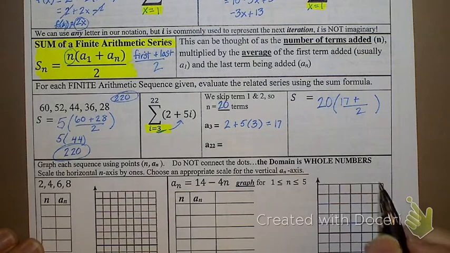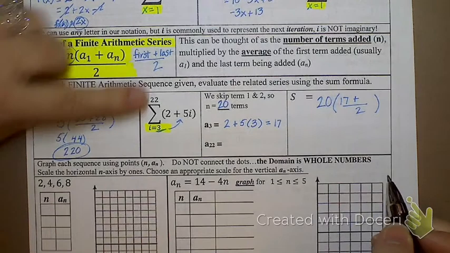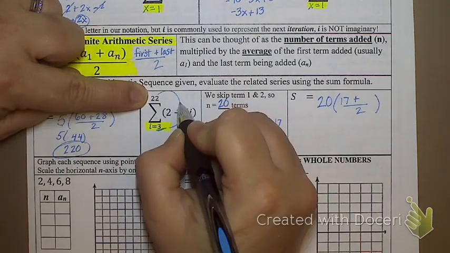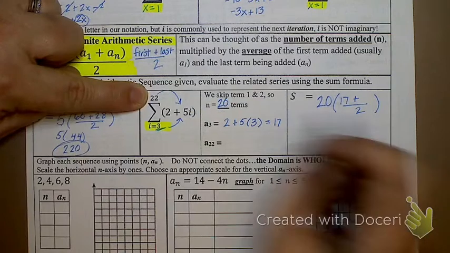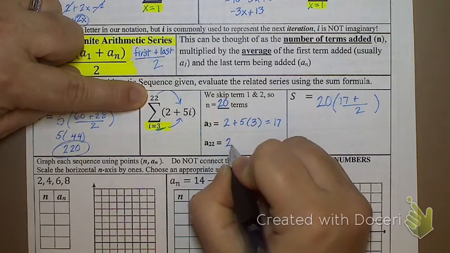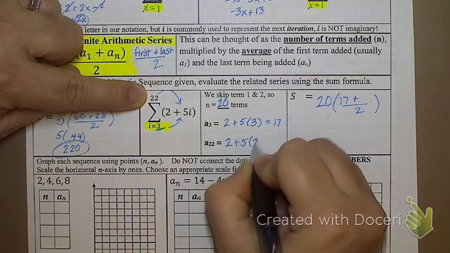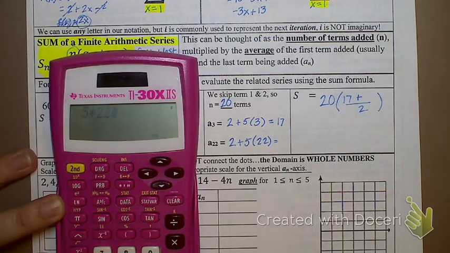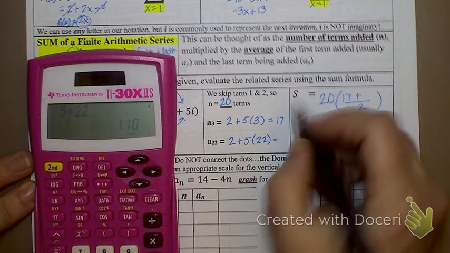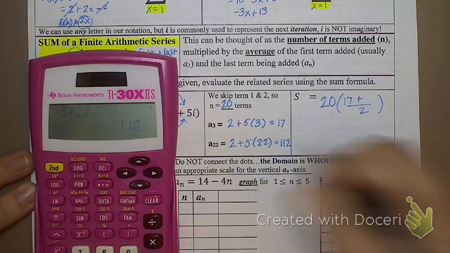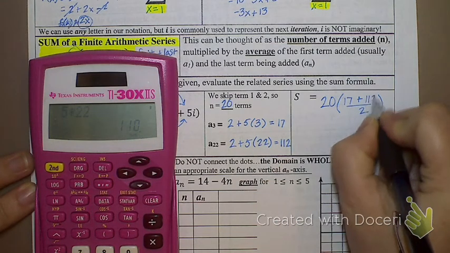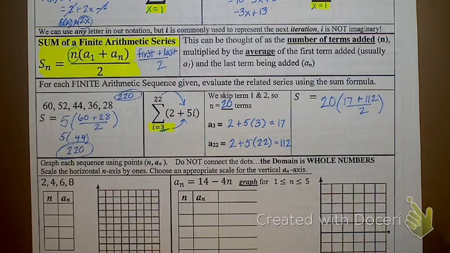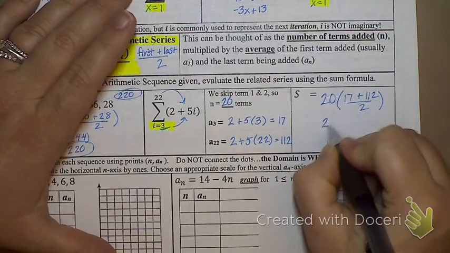How would I find the last term? Well, there's 22 terms. To find the last term, I plug in 22. So 2 plus 5 times 22. 5 times 22 is 110. Plus 2 would be 112. Questions there? All right, let's actually do this adding.